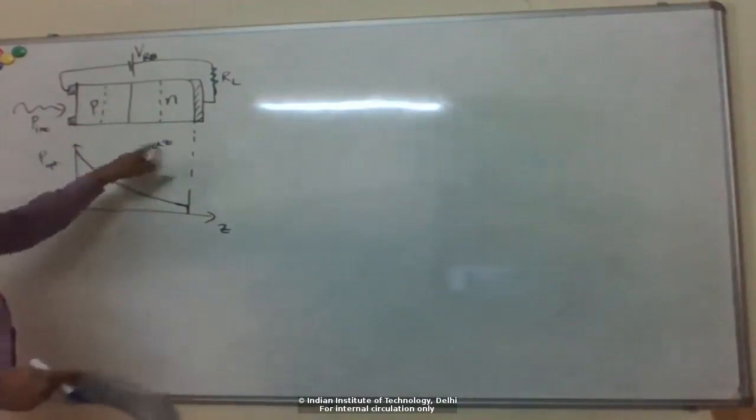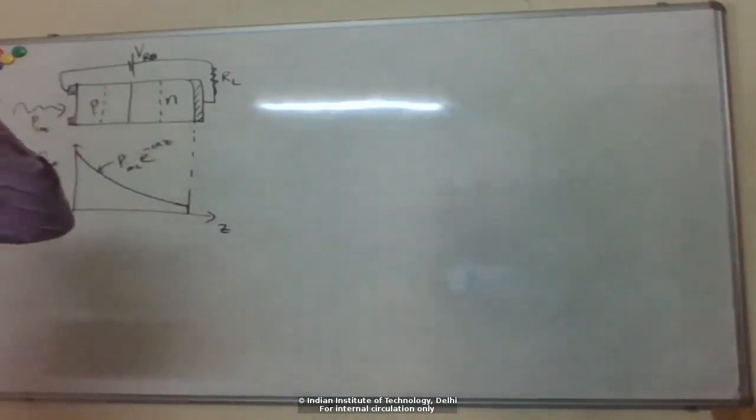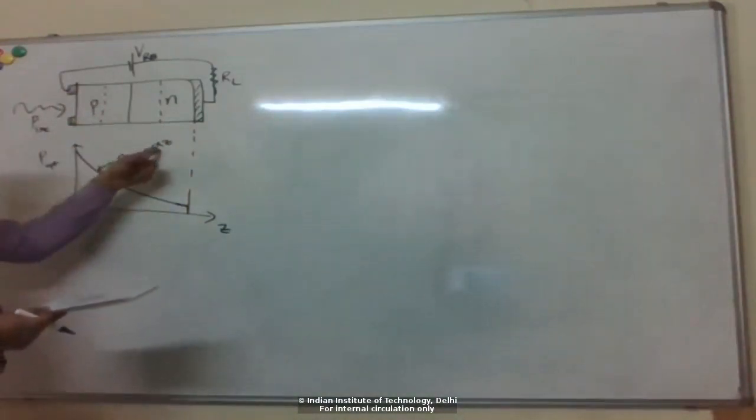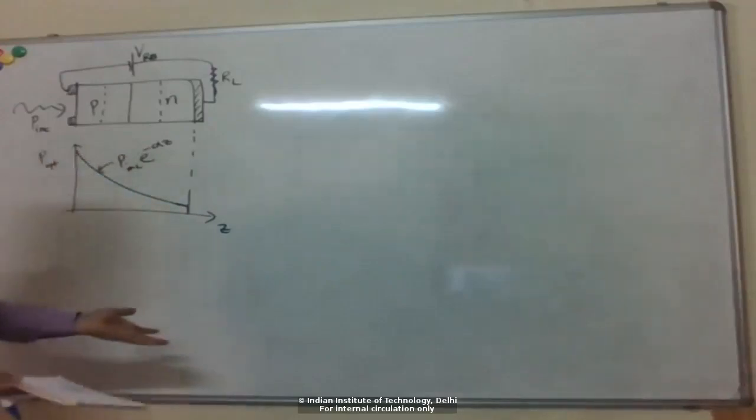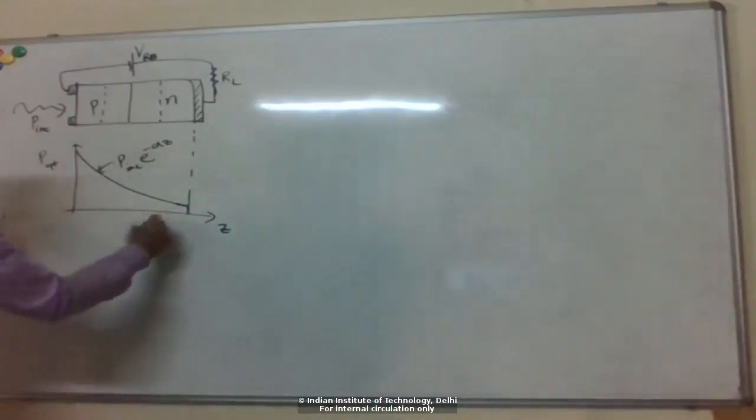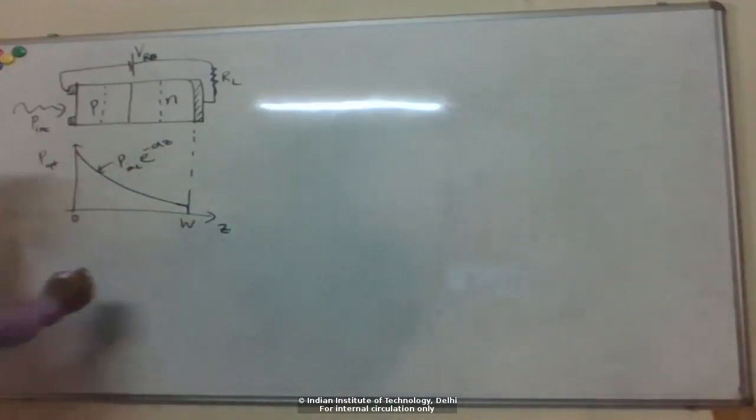right? So this alpha is of course related to the quantum efficiency and the responsivity that we talked about last time, right? So if you have a higher absorption coefficient, of course that means that your quantum efficiency and your responsivity are higher, right? So let's say the total width of the device is W.